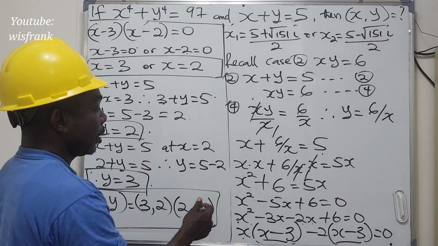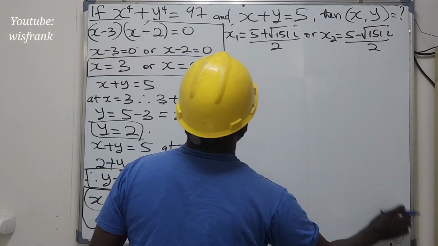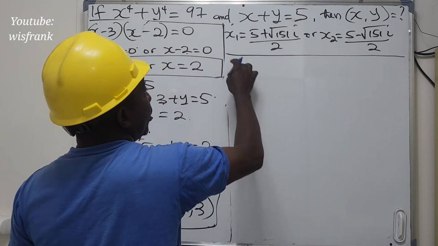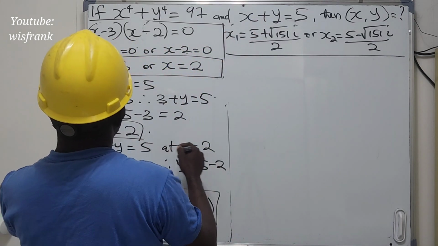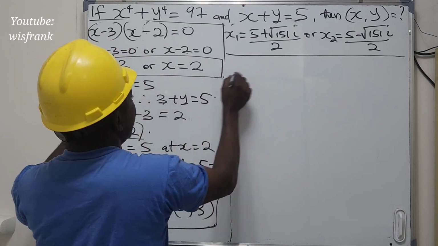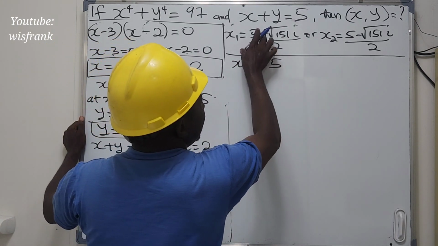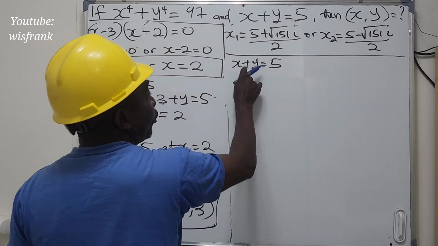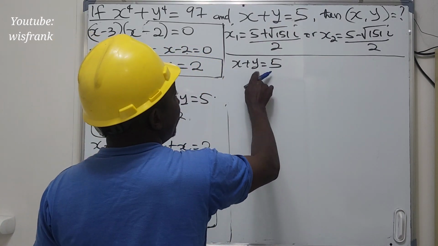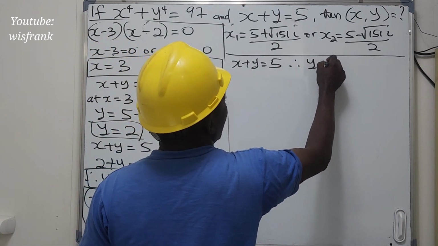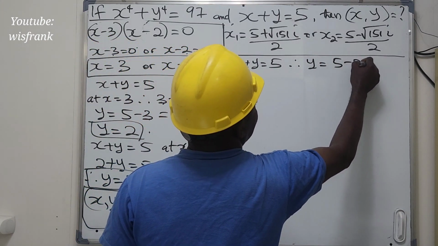Let's look at case 1 that we have. We need to clean this. Then this is from our case 1, the solution from case 1. So we had this, and we also said that from equation 2 we have x plus y equals 5. So these are the values of x that we have. For us to find the value of y, we have to make y the subject of this expression. So therefore, y will become 5 minus x.